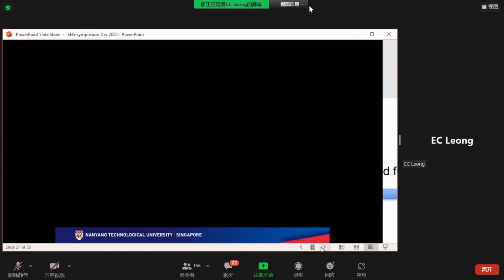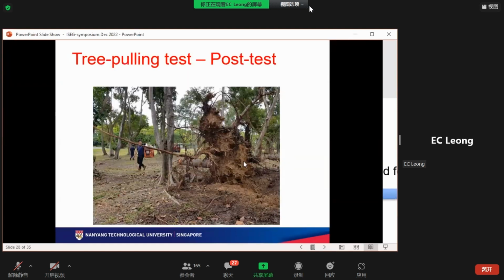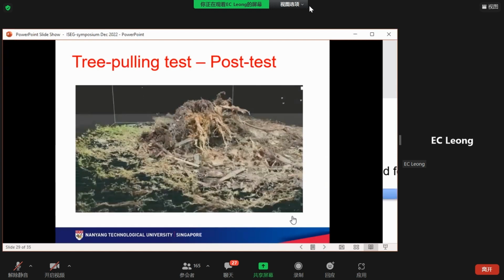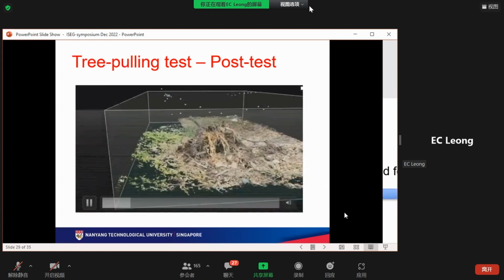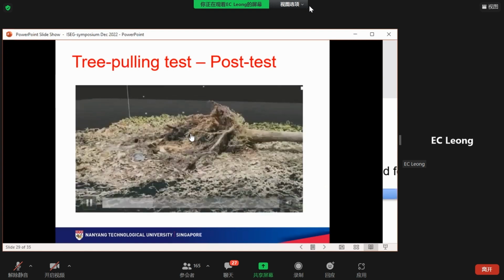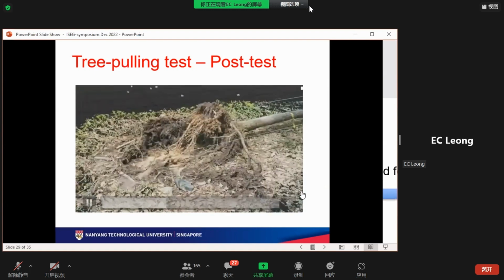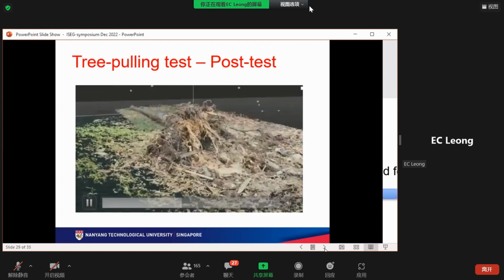All right, this is just a sampling of the recording of the trees that were being pulled over. After the tree pulling test, we actually recorded because we need to know the extent of this root plate cavity. The root plate cavity from this recording, we can get from 3D models like this. So we can know the extent of this cavity. This will provide additional information when we do the analysis.